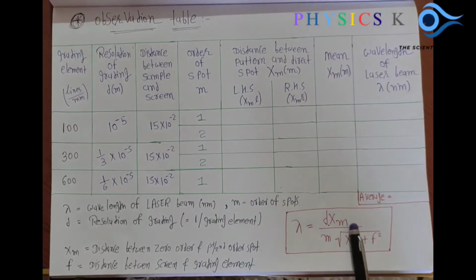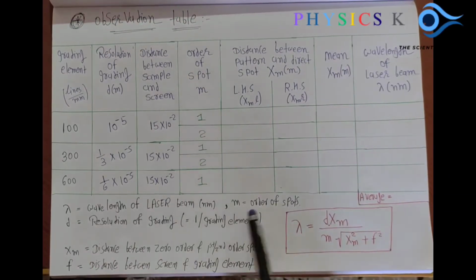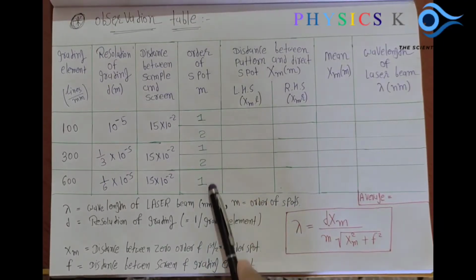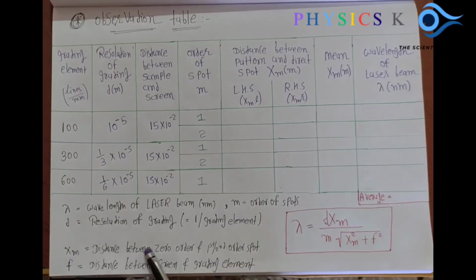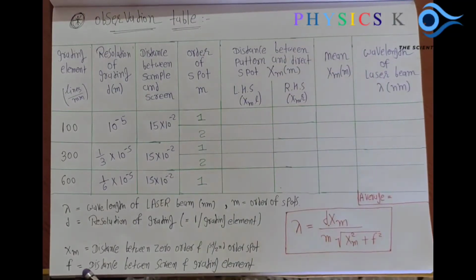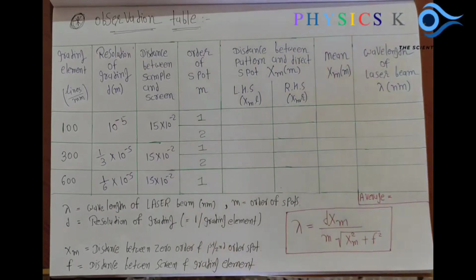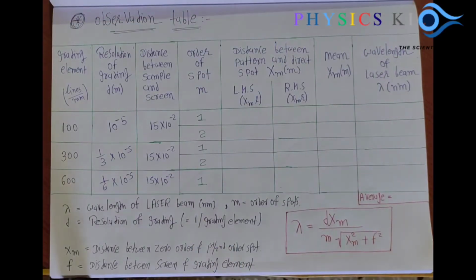I already mentioned the formula here: lambda is equal to something, where lambda is the wavelength of laser, D is the resolution of grating, xm is the distance between zero order and the first or second order, and F is the distance between screen and grating. After that we put all the values in the formula and we get the result.